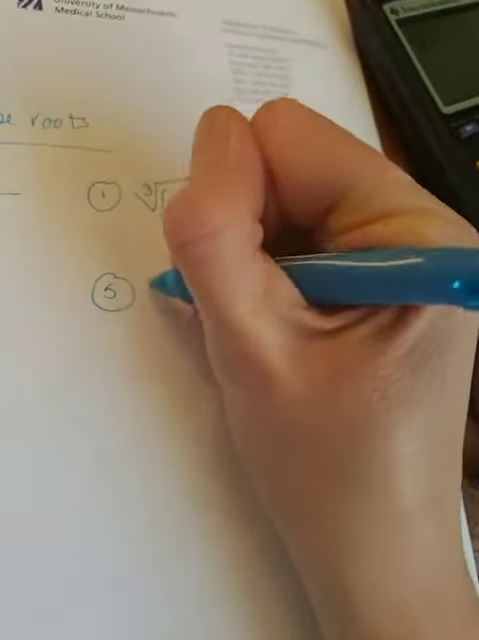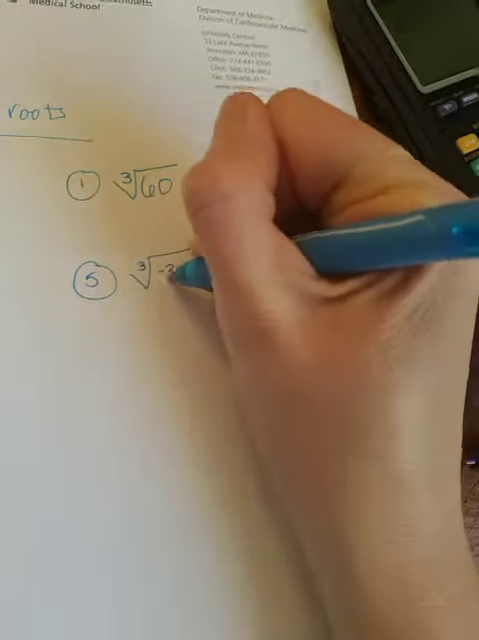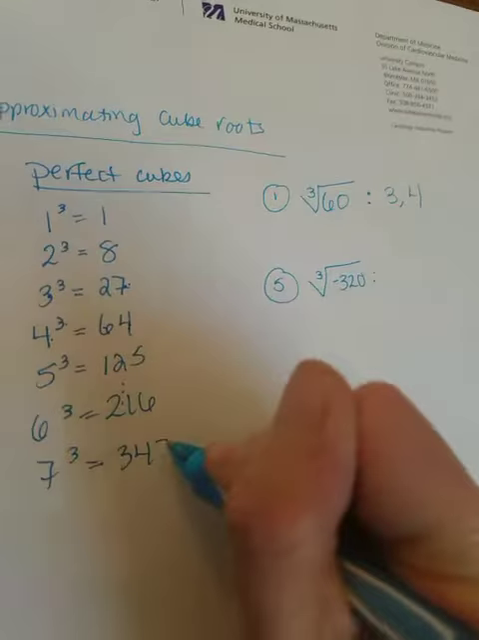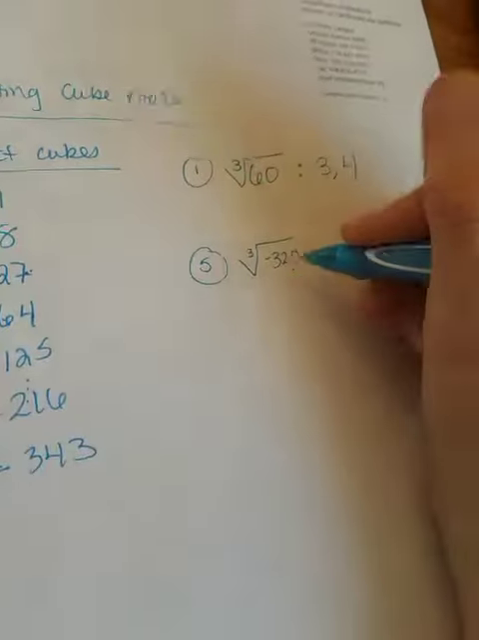Let's do a negative one. So we have the cube root of negative 320. This is going really well over here, if you can't hear. So 6 cubed is 216. I have to fill in my chart. 7 cubed is 343. So negative 320.